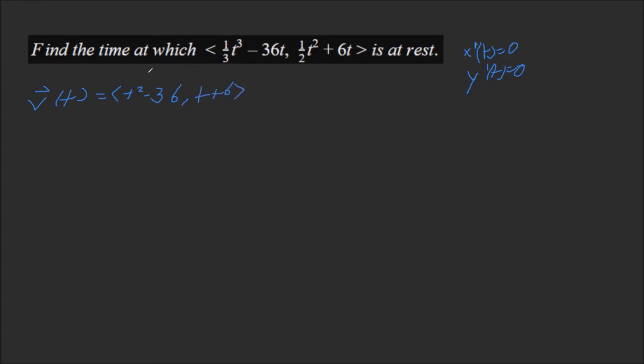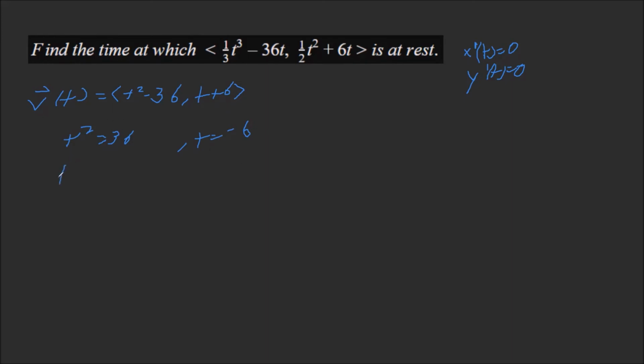So as I said earlier, the x component and the y component must be equal to 0. So let's set t squared minus 36 equal to 0. And let's set this equal to 0 as well. Okay, so we can already see that the only time at which the velocity in the y direction is 0 is at t equals -6.